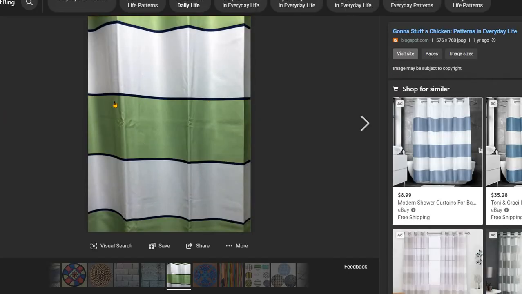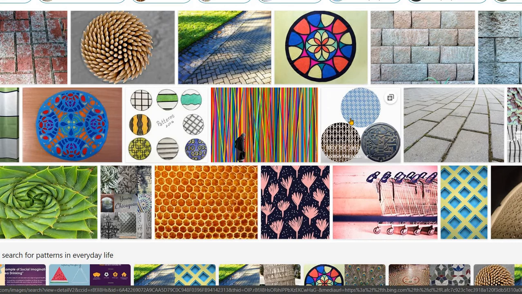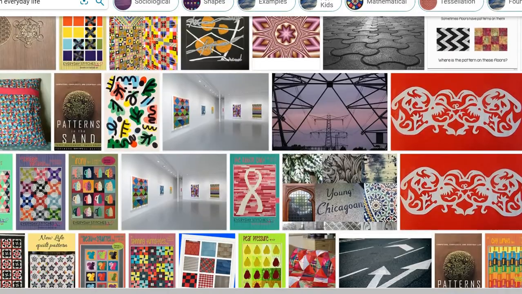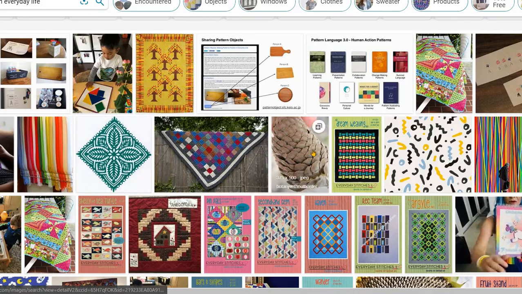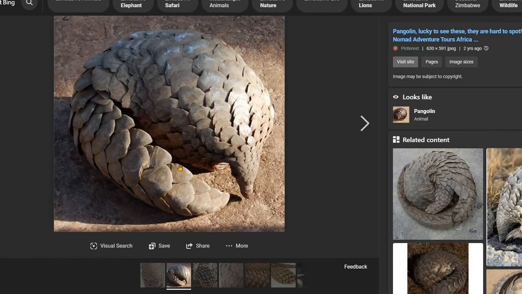Patterns in a curtain. Patterns on shower curtains. So this is what the art lesson is about, just taking a look at different kinds of patterns of everyday objects. Patterns here, everyday objects. Patterns here, shopping carts. Anything interesting? What about the acorn? Nice. I like that. Patterns occurring naturally. Patterns in nature. Here's a pangolin. Patterns on pangolins. We're gonna take a look at patterns on animals as well very soon.